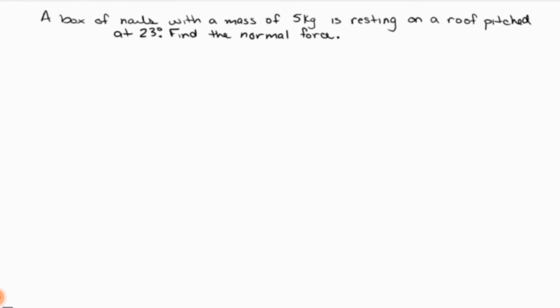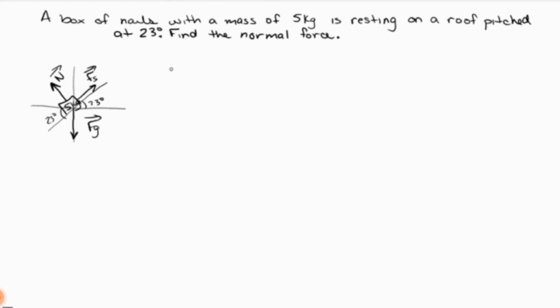A box of nails with a mass of 5 kilograms is resting on a roof pitched at 23 degrees. Find the normal force. First, draw the axis to distinguish the 23 degrees. And we have our 5 kilogram box with gravity acting straight down, the normal force acting perpendicular to the surface, and the static friction force acting parallel and opposite to the direction of motion.